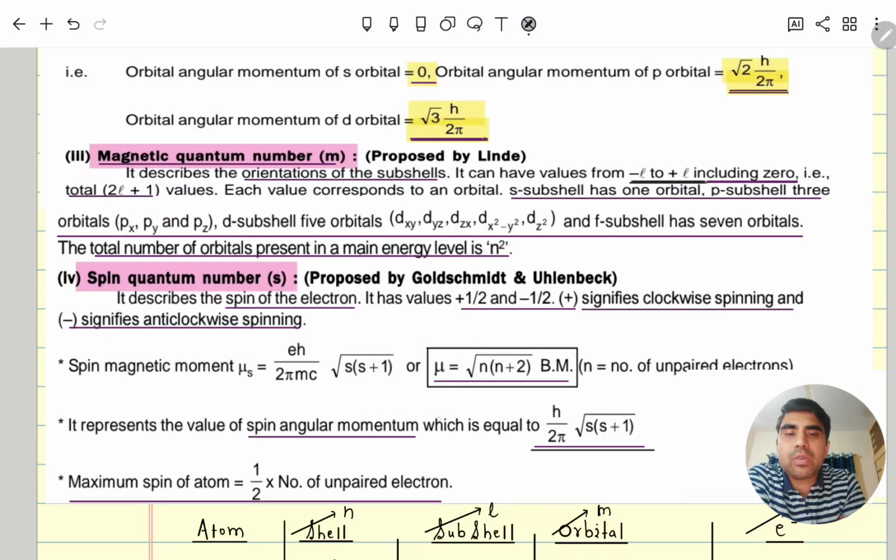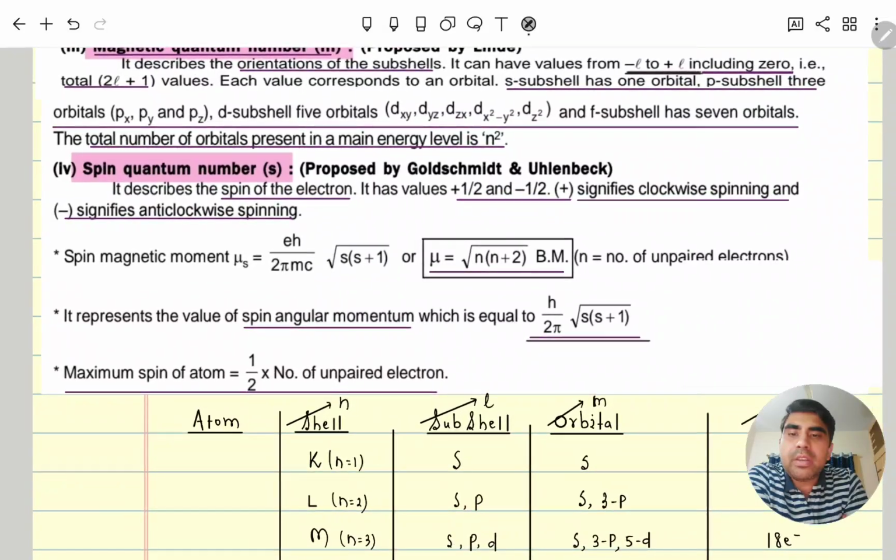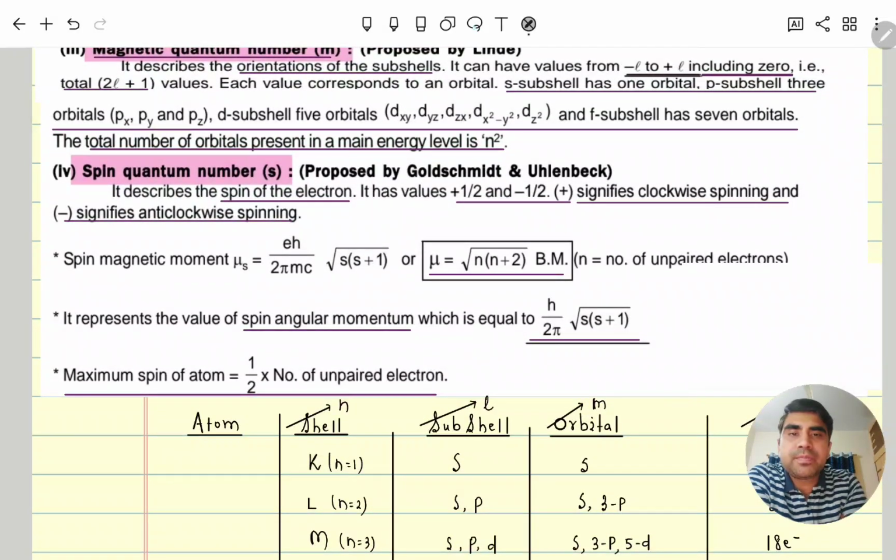Next, coming to spin quantum number. Electrons are rotating, so if it is clockwise, it will be plus 1 by 2, and if it is anti-clockwise, minus 1 by 2. Similarly, this one is a very important formula, the spin magnetic moment only. So mu is equal to under root n into n plus 2 Bohr magneton. Here be very careful, this n is not the principal quantum number, this n is the number of unpaired electrons.